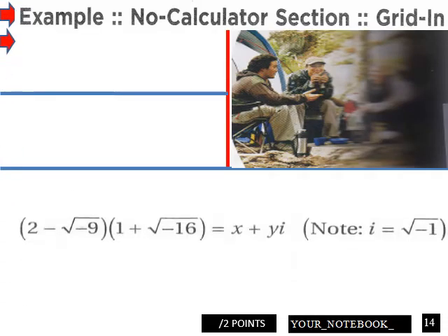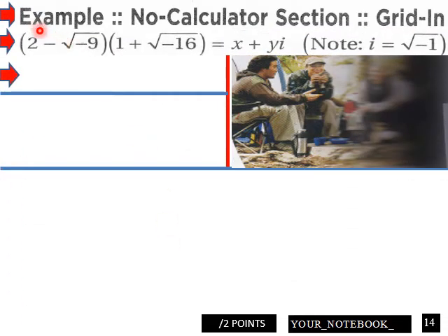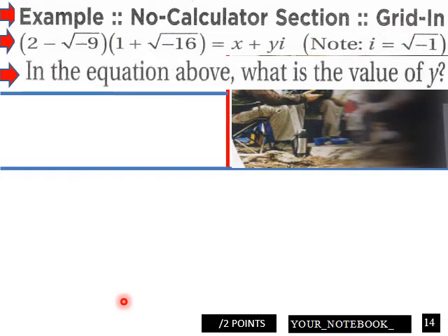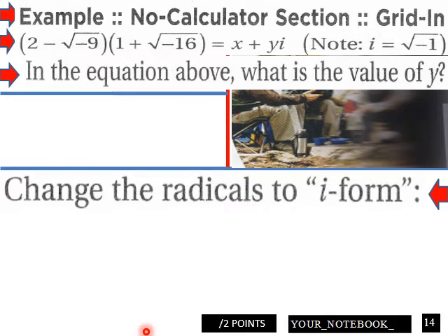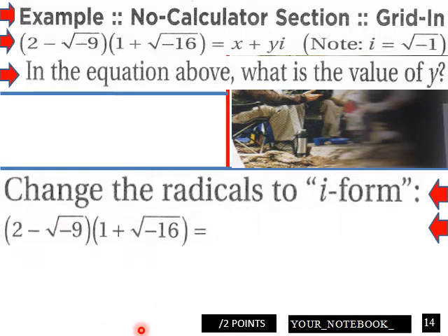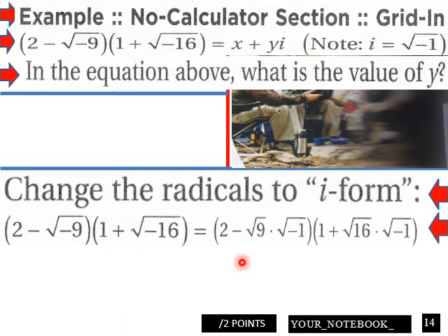Page 14 of this says an example, no calc section. We have this expression here. Note i equals the square root of negative 1. In the equation above, what is the value of y for this to be true? Change the radicals to the i form. So 2 minus the square root of negative 9, 1 plus the square root of negative 16 equals 2 minus square root of 9 times square root of negative 1.